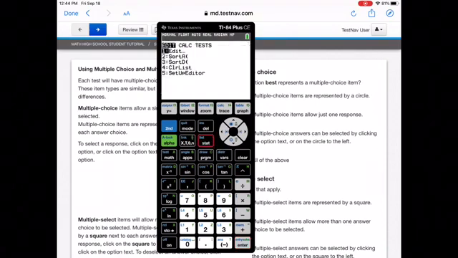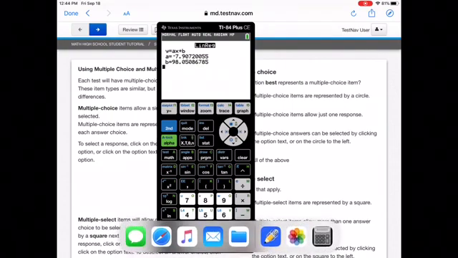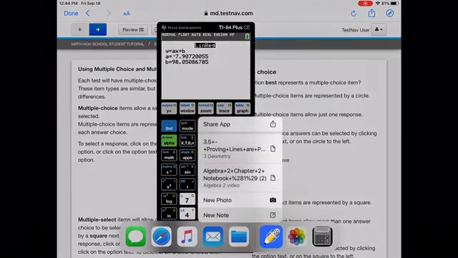Once you got that done, you'll go to Stat. You'll arrow over to Calc and go to Linear Reg or Linear Regression, AX plus B, and hit Enter. You'll arrow down to Calculate and hit Enter there. And then you are given the values for your actual regression line.